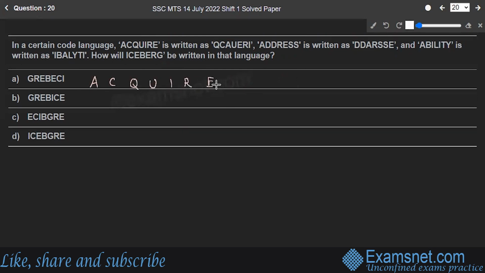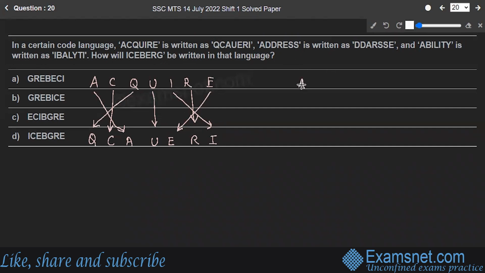ACQUIRE. Correct. So let's see. This is coded as QCAUERI. So A has shifted over here, C over here, and Q over here. Similarly, U is the same, R is the same, and I and E have shifted over here. Okay, so let's go with the next one.